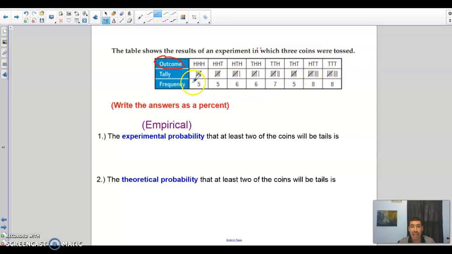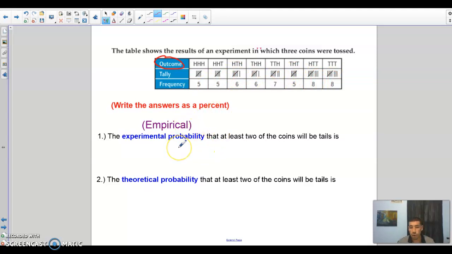Now the tally and the frequency are the number of times that each outcome occurred. For example, this person did this experiment and tossed the coins several times. 5 times this person got 3 tails, 5 times got 2 tails and a head. Here they got 6 times 2 heads and a tail, and so on. You can look at the table and determine the rest.